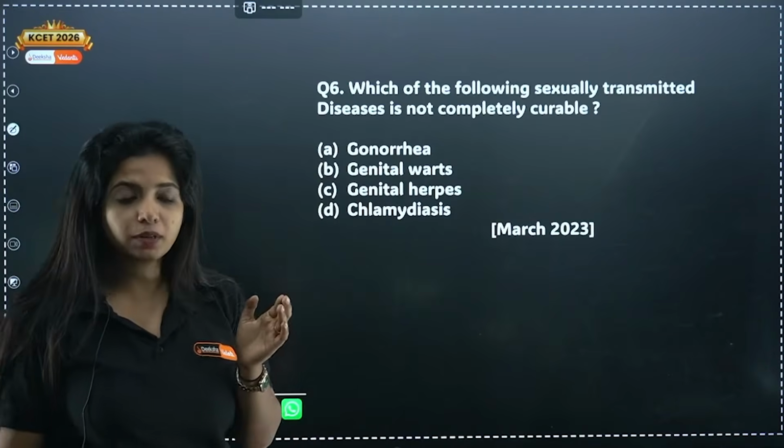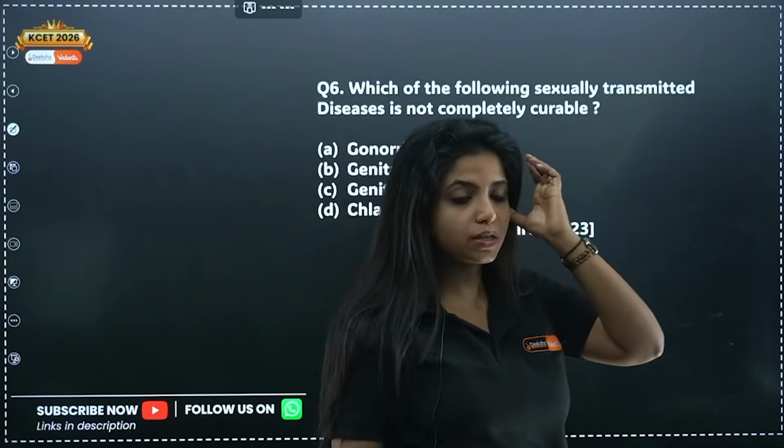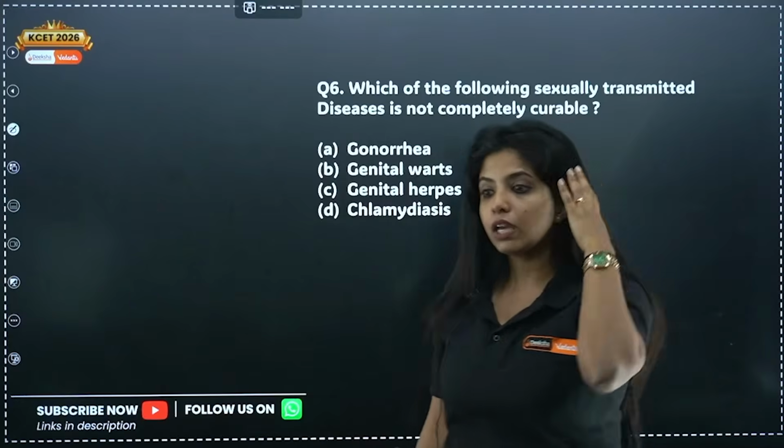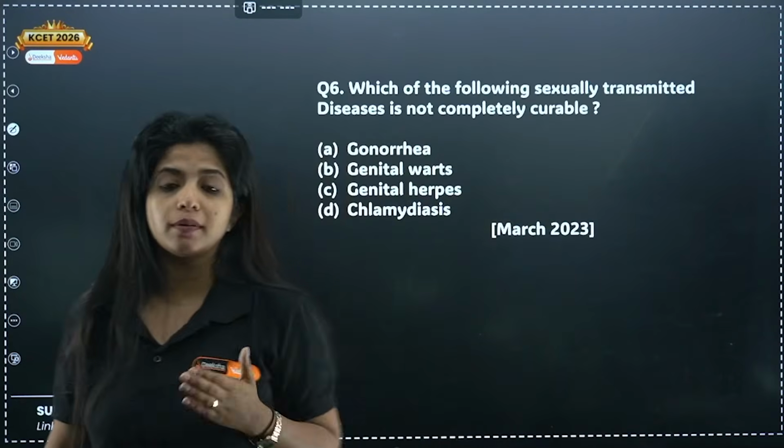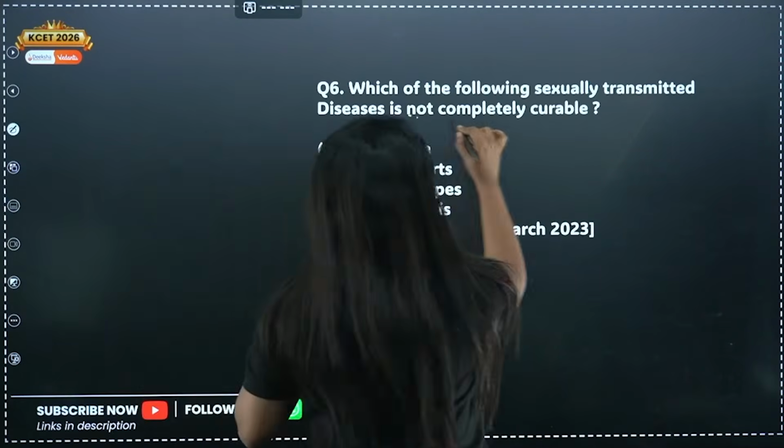Next. Which of the following sexually transmitted diseases is not completely curable? It is sexually transmitted. You know what? Not all sexually transmitted diseases are incurable. Some are curable, some are not curable. You are being asked which is not completely curable.